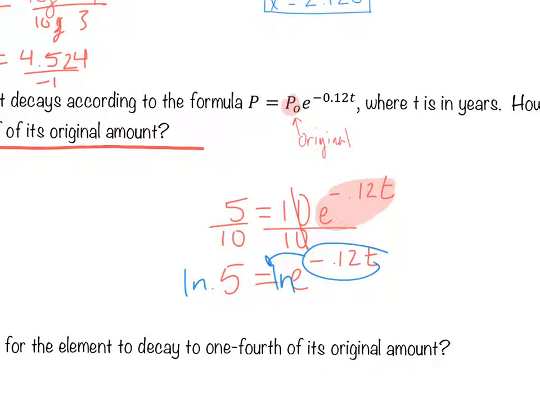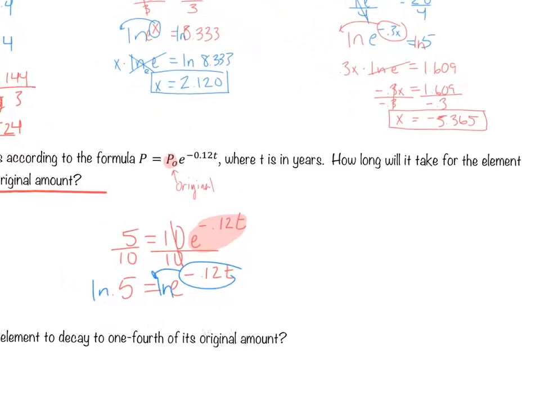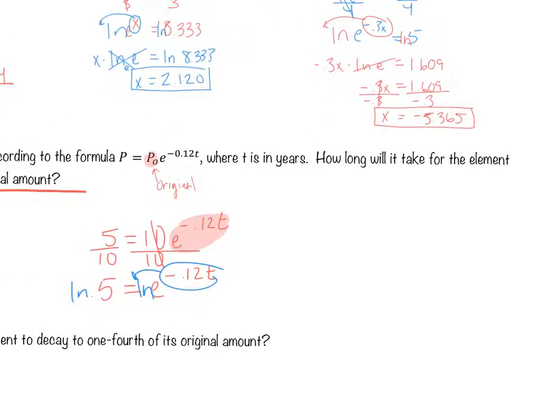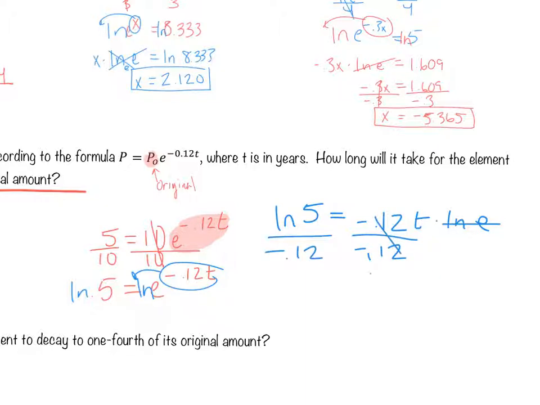So I'll have the natural log of 5 equals negative 0.12 t times the natural log of e. Again, natural log of e cancels out, which makes it pretty easy, and all I have to do to solve for t is divide by negative 0.12. So t will equal the natural log of 5 divided by negative 0.12.